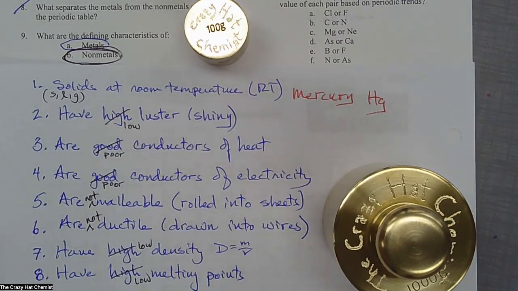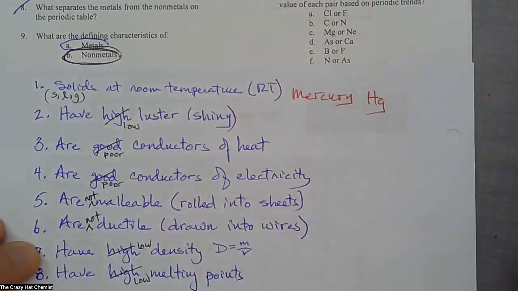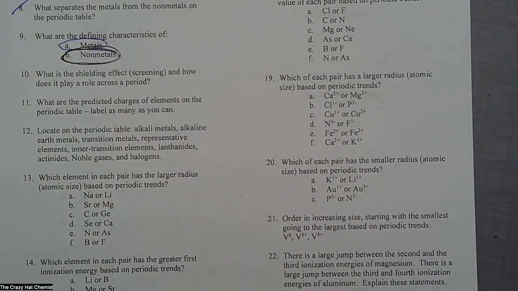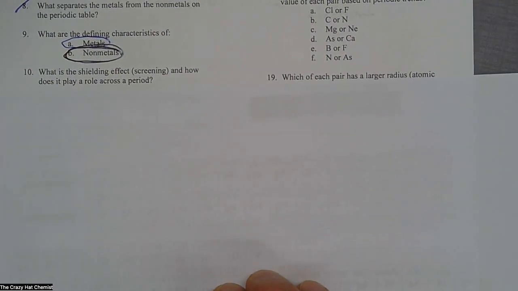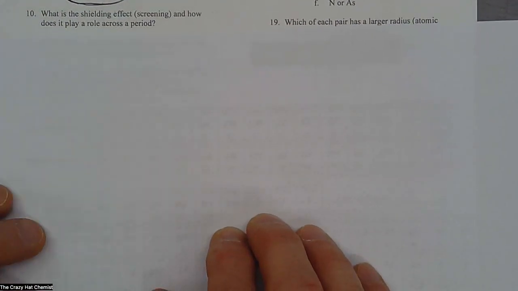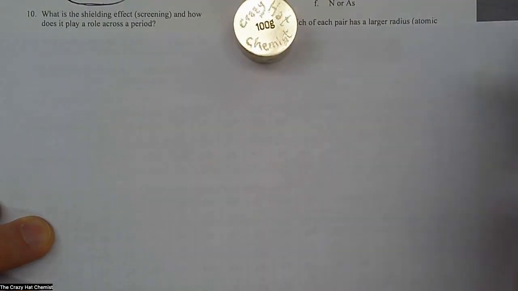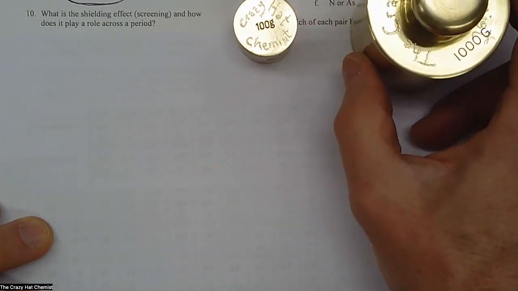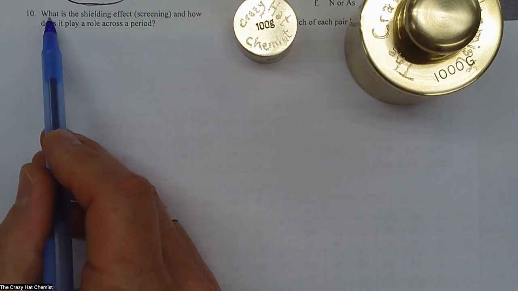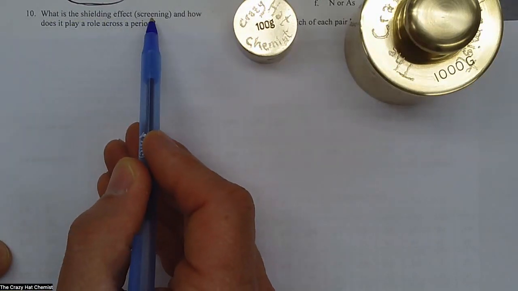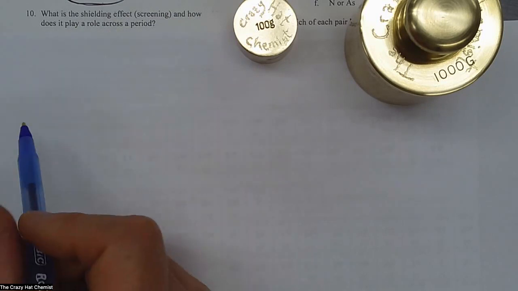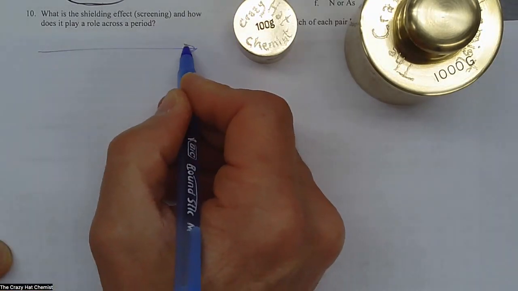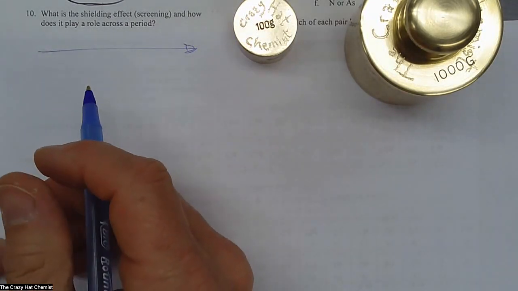All right, so let's see if we can get on to this next question right here. So let's flip this around here and slide number 10 on up so we can see number 10. All right, number 10 is a kind of big complicated question. Number 10 is: what is the shielding effect, that is screening, and how does it play a role across a period? Okay, so we know that periods are horizontal sections on the periodic table, not vertical sections.